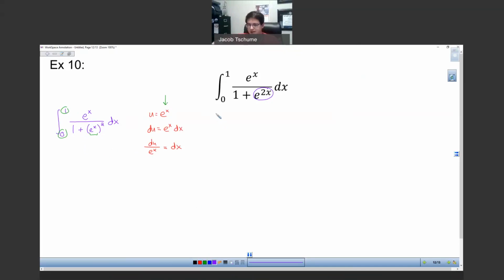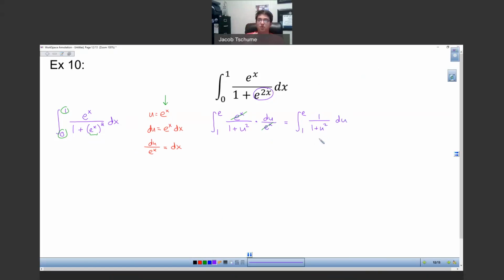So by doing that, you will get the integral. e to the 0 is 1, and e to the first is just e. So you're going to integrate from 1 to e of e to the x over 1 plus u squared times my dx term, which is du over e to the x. And now you can see, here's another good reason why it was good to rewrite this, because now these e to the x's cancel, and you're left with the integral from 1 to e of 1 over 1 plus u squared du.